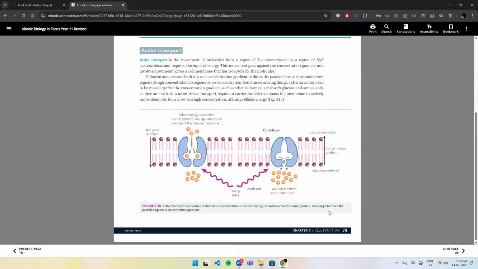Diffusion and osmosis both rely on a concentration gradient to direct the passive flow of substances from regions of high concentration to regions of low concentration. Sometimes in living things, a chemical may need to be moved against the concentration gradient, such as when kidney cells reabsorb glucose and amino acids so they are not lost in urine. Active transport requires a carrier protein that spans the membrane to actively move chemicals from a low to a high concentration utilizing cellular energy.